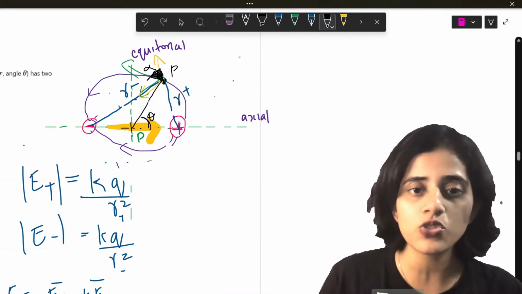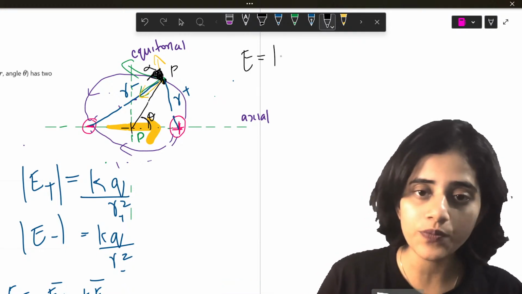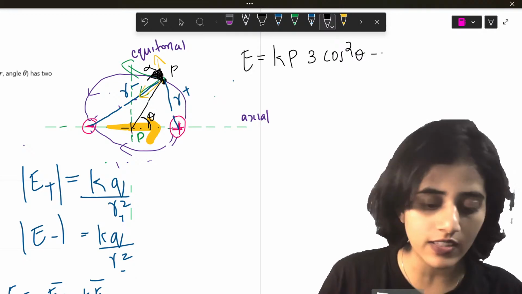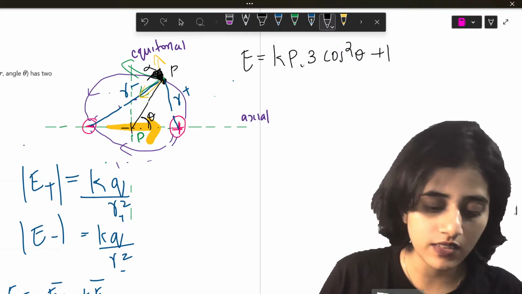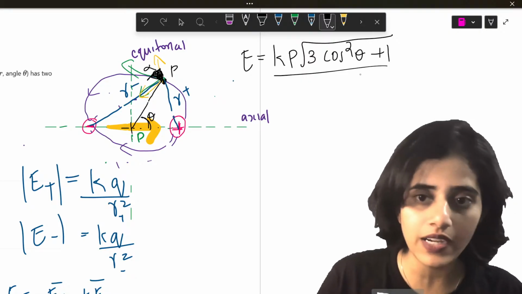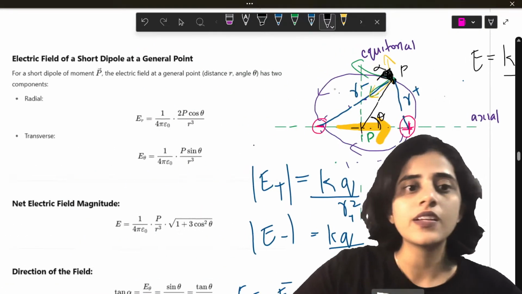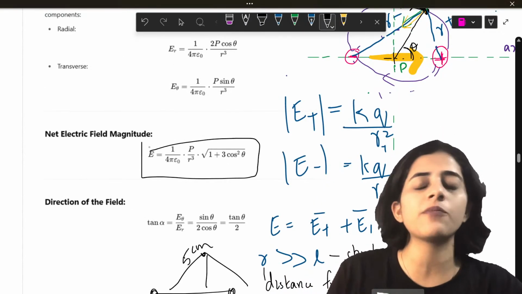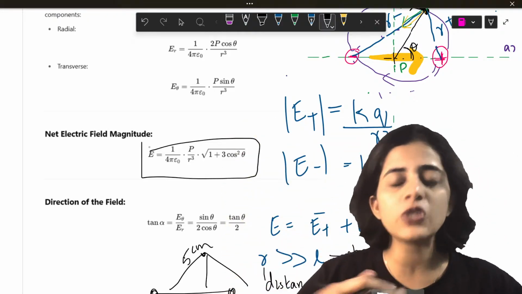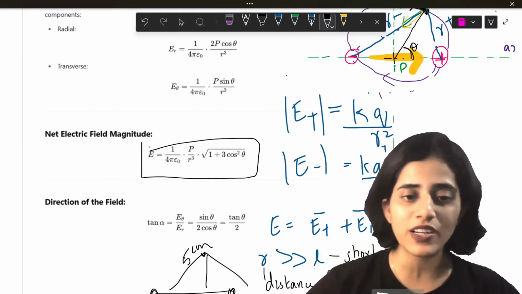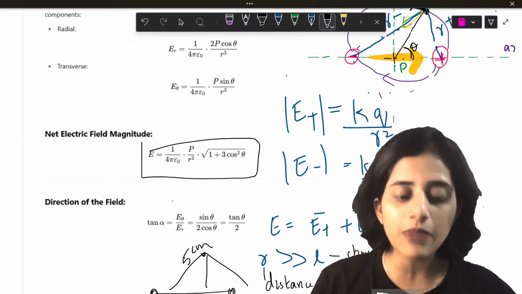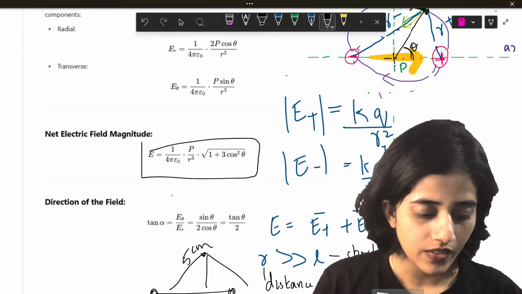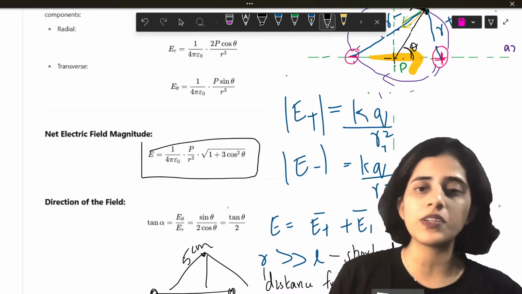So, if you do the math, you will get E is equal to K into P, square root of 3 cos square theta plus 1, the whole divided by R cube. This is the formula for the electric field at any random point around the charges. Now, the direction is given by tan alpha equals tan theta by 2. There is one more method to this which I will also discuss, but right now you need to know this formula.